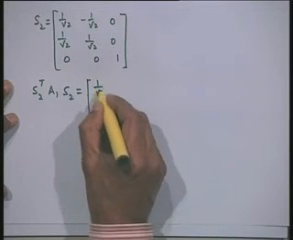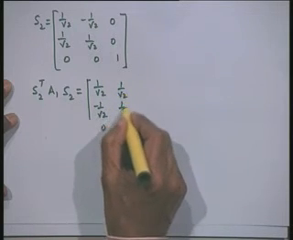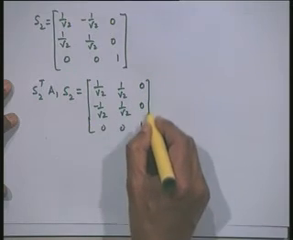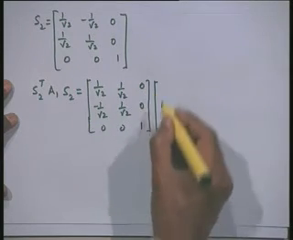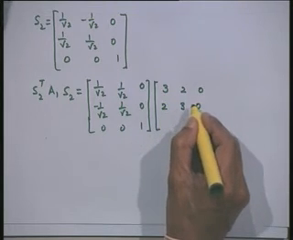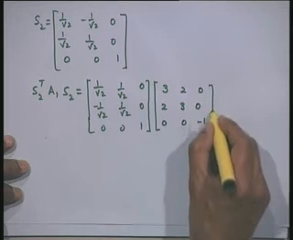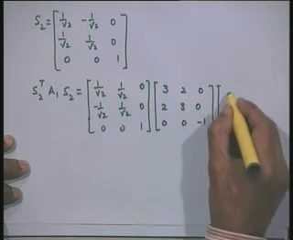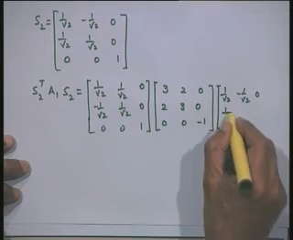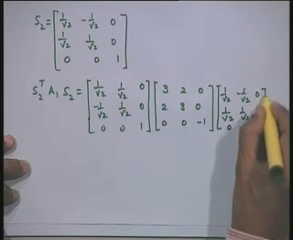Therefore, let us write it as 1 upon root 2, minus 1 upon root 2, 0, 1 upon root 2, 1 upon root 2, 0, 0 0 1, that is our inverse, and A1 is 3 2 0, 2 3 0, 0 0 minus 1, and S2 is 1 upon root 2, minus 1 upon root 2, 0, 1 upon root 2, 1 upon root 2, 0, 0 0 1.